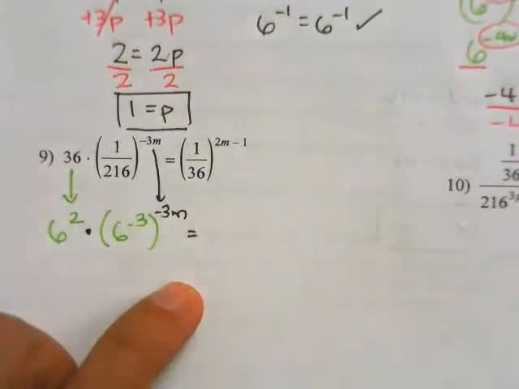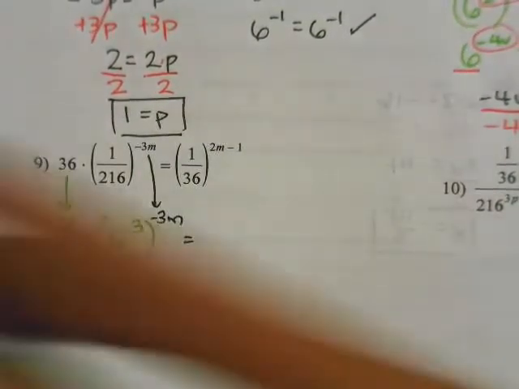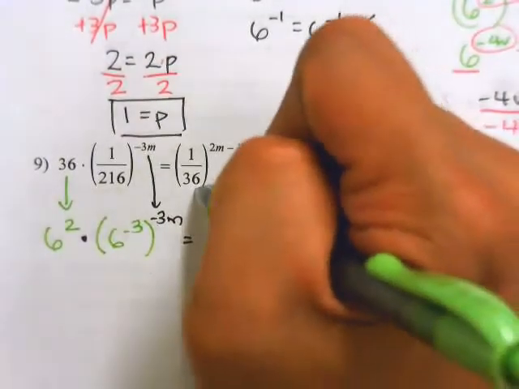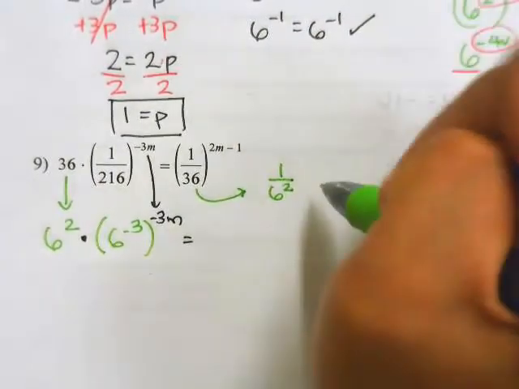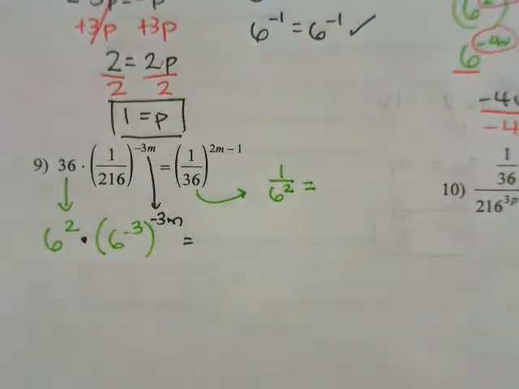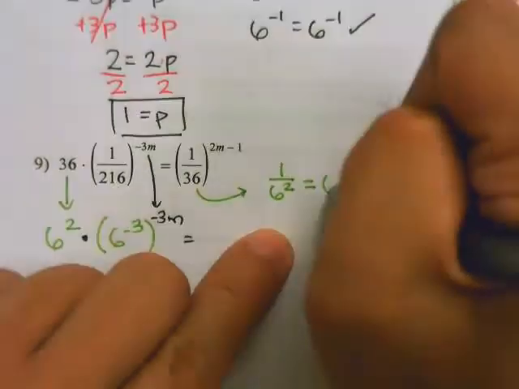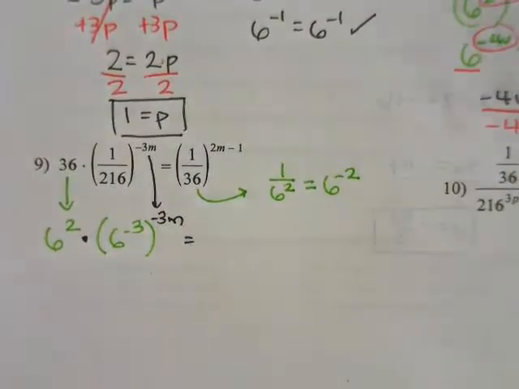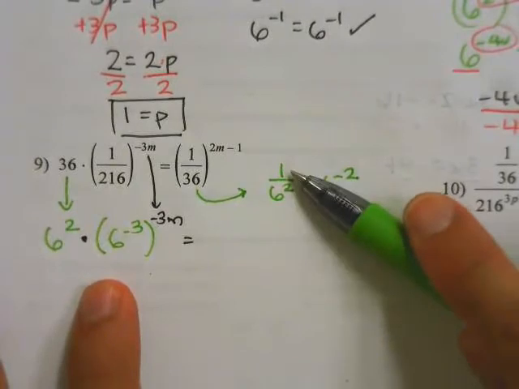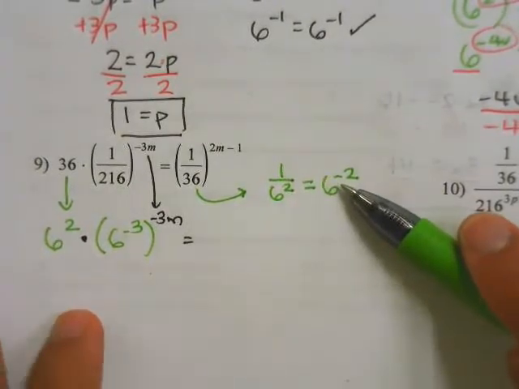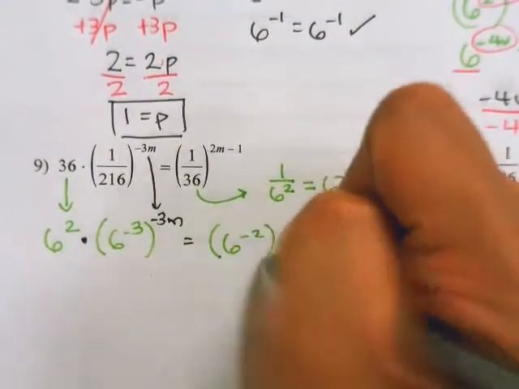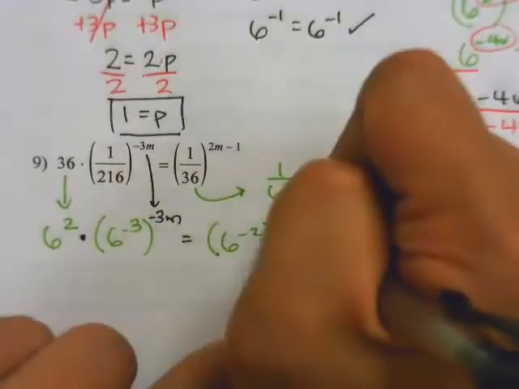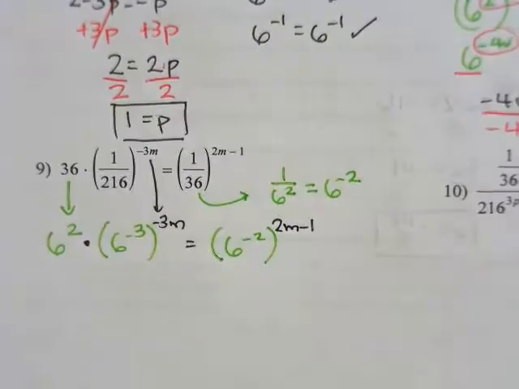All right. 1 over 36. We can put this on the side over here. 1 over 36 is going to be 1 over 6 squared. And then when you have 1 over 6 squared, you're going to change that into 6 to the negative 2. So if you want to bring this up into the numerator, just have a negative exponent to carry on with that. So 6 to the negative 2, and then don't forget you have that 2m minus 1.